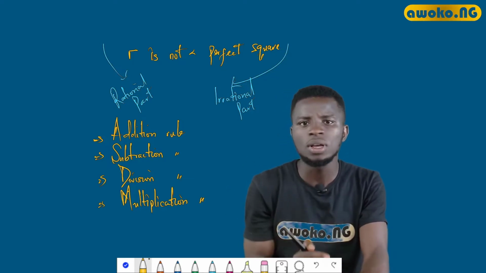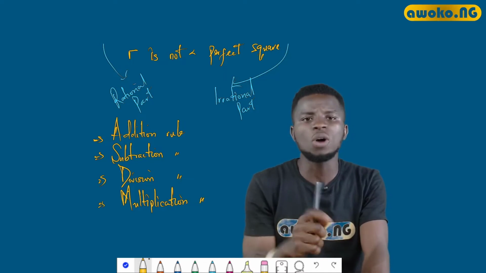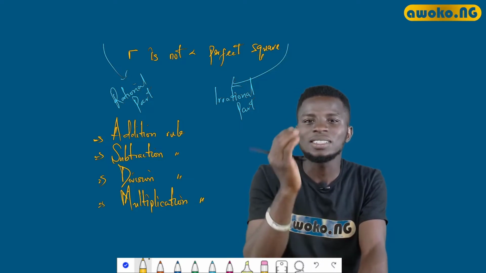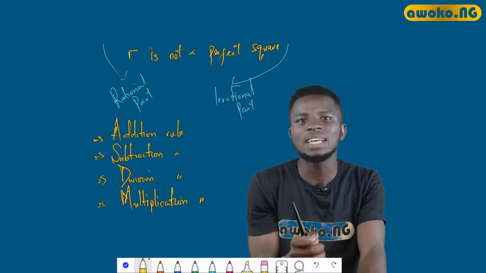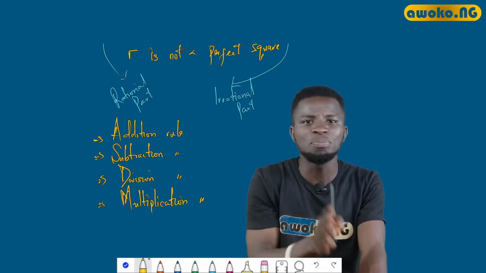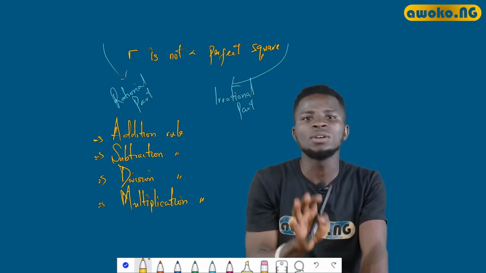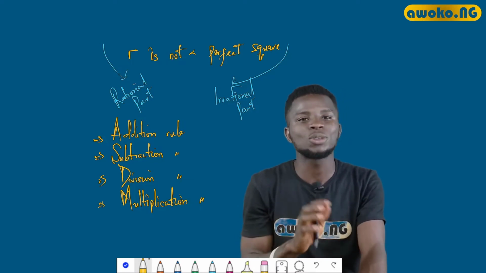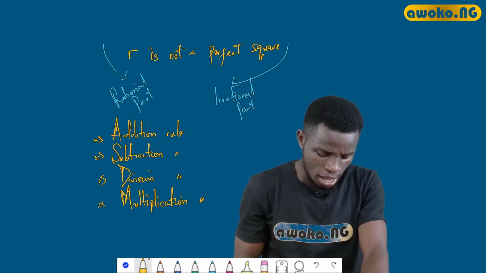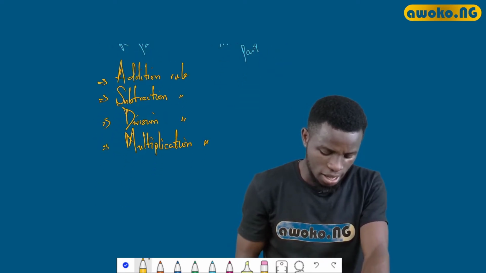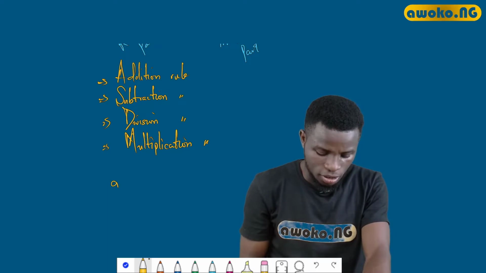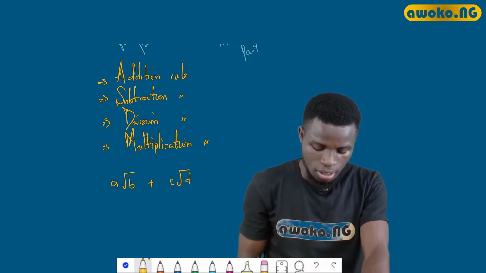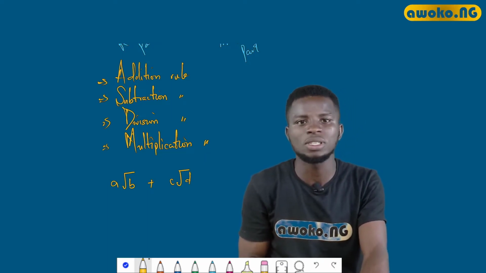Now let us see how these rules relate to one another. In the addition rule and subtraction rule, each of the terms to be simplified is first taken and simplified to the lowest form, and then added or subtracted based on the arithmetic operation. Now, this might look cumbersome. Let me bring it down a little so that you understand what I'm trying to say. So if we have something like a root b plus, let's say, c root d as the expression to be simplified.